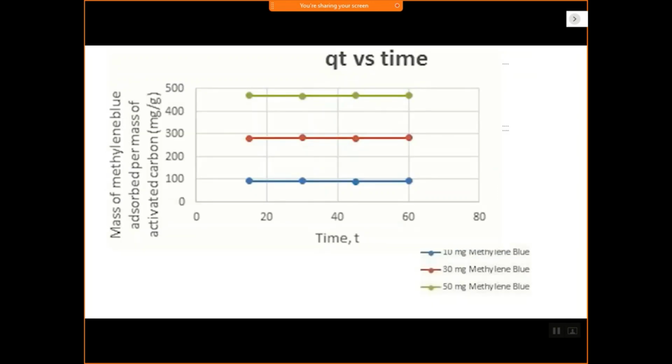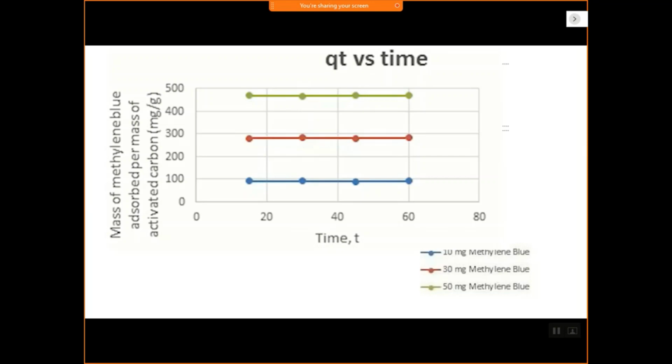All right, and then here they're plotting the mass of methylene blue adsorbed per mass of activated carbon that they used. So in this graph, for the blue, after 30 minutes, they had about 100 milligrams of methylene blue that was adsorbed on 1 gram of activated carbon. You see how they plotted that?